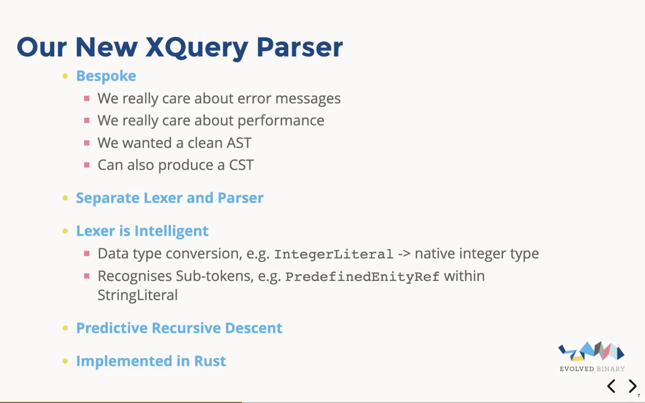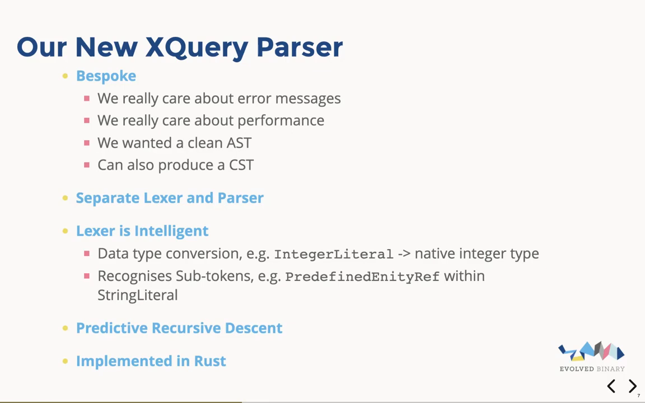So with the bespoke approach, you can also decide how much intelligence you want to put into the lexer versus the parser. Lexers usually just convert strings of characters into tokens that represent them. So you might convert, for example, the word function into a token that says this is a function. What we've done with our lexer, we've tried to make it as intelligent as possible to reduce the amount of work that has to go into the parser.